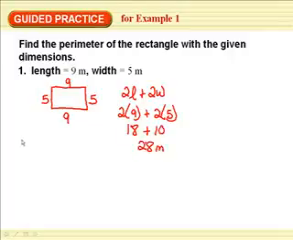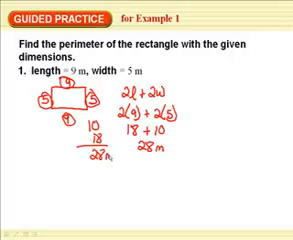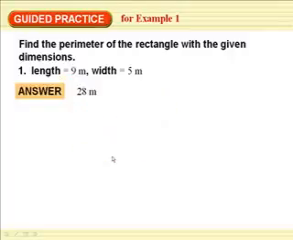And if you added them all up, you could go 5 plus 5 is 10. 9 plus 9 is 18. Add that, you still get 28. So if you want to add it instead of using the formula, I'm totally all right with that. The answer is 28. They agree with us.